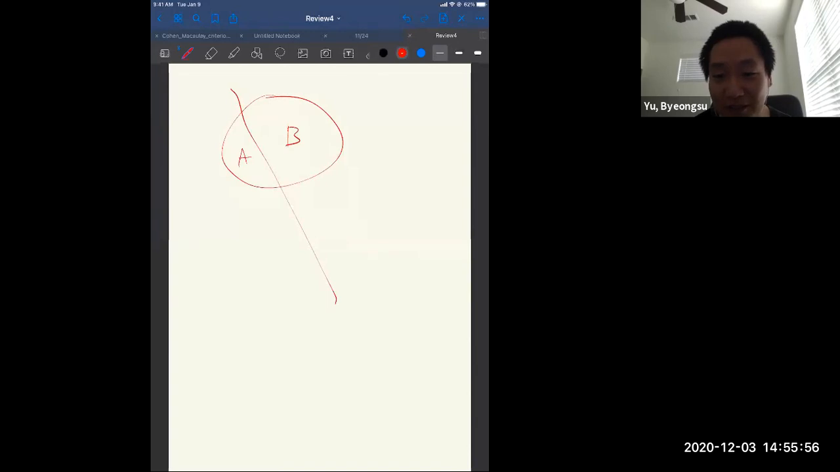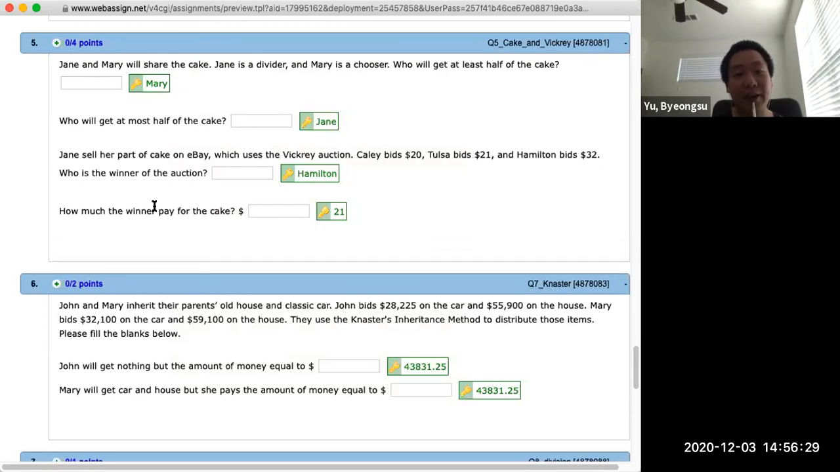Mary will choose B, right? Because B is the greatest portion. So if Jane divides badly, then Mary can always get at least half of it. Yeah, if you choose, then you get the first choice and you should get the bigger one, right? Yes, that's correct, Adil. So that's why in this problem, Jane and Mary share the cake, and Mary will get at least half of the cake, but Jane will get at most half of the cake when she cuts the cake very precisely, right?